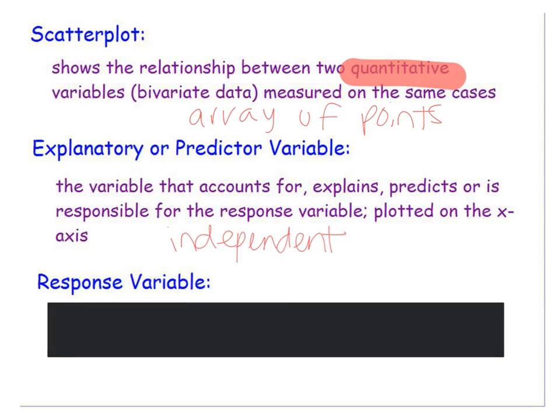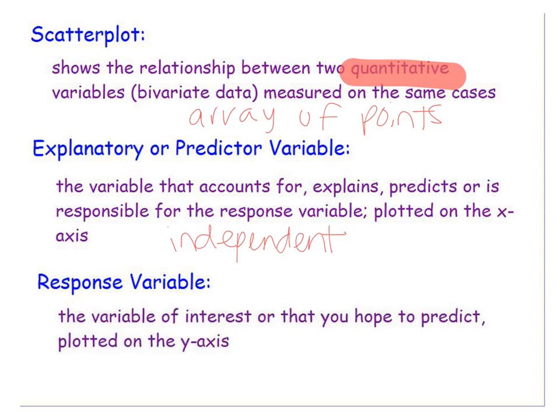Then we have the response variable. This is the variable of interest, or that you are hoping to later predict, and this is the one that we plot on the y-axis. And this is also known as the dependent variable. Okay, so when we make a scatter plot, which is what we're going to be doing today, we have one big important task today, and that is describing the scatter plot.